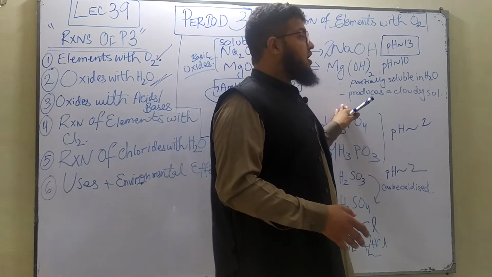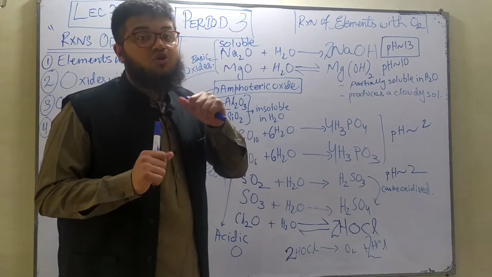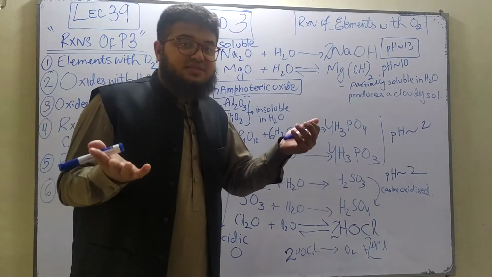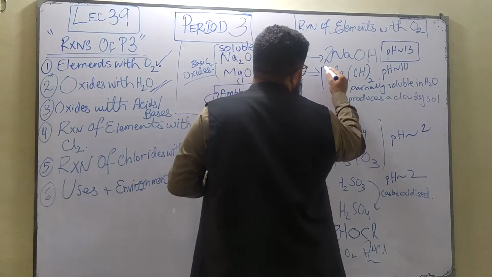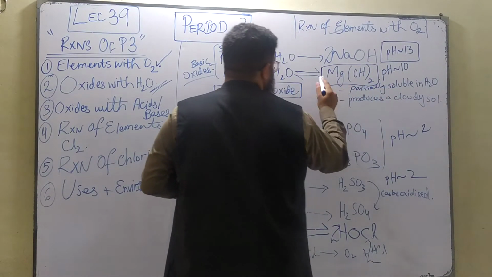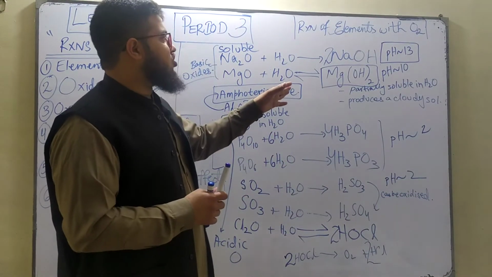Why is it cloudy? This was a question on the past exams, that when magnesium oxide dissolves in water, it produces a cloudy solution. Why does the solution turn cloudy? The answer to that was because magnesium hydroxide which is produced is also partially soluble in water. So a precipitate is actually produced. It is partially soluble in water.